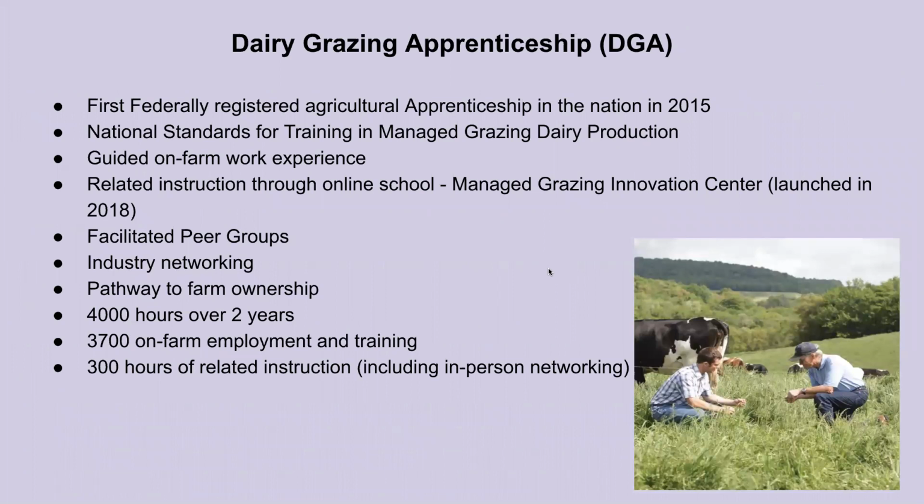So DGA was the first federally registered agricultural apprenticeship, and we registered federally in 2015. We have national standards for training in managed dairy production. We have on-farm work experience, just as Dan said, it's on-the-job training, it's related instruction. In 2018, DGA actually launched their own online school, the Managed Grazing Innovation Center. So we offer all of our related instruction classes online, and our online school is also open to the public.